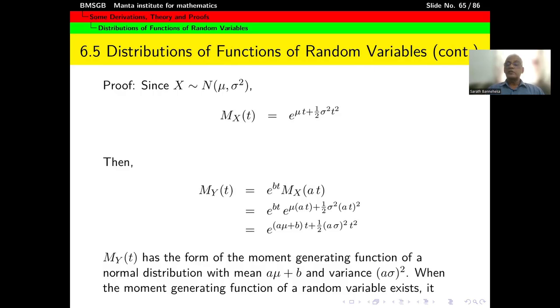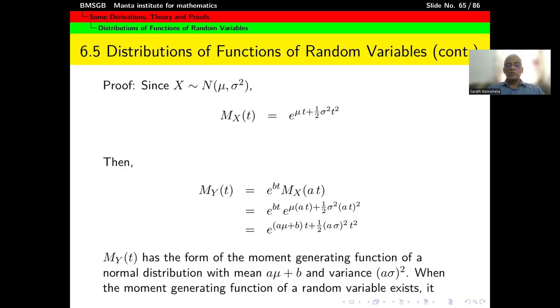Now let us find the moment generating function of Y using the moment generating function of X. Because Y is equal to AX plus B, from the previous part I have shown that M_Y(t) is equal to e to the power bt times M_X(at), right? So we will substitute, and M_X(t) is this one, therefore we know M_X(at). When you substitute, you get e to the power bt and then e to the power mu a t plus half sigma square a square t square. Right. So when you simplify this, you get this expression.